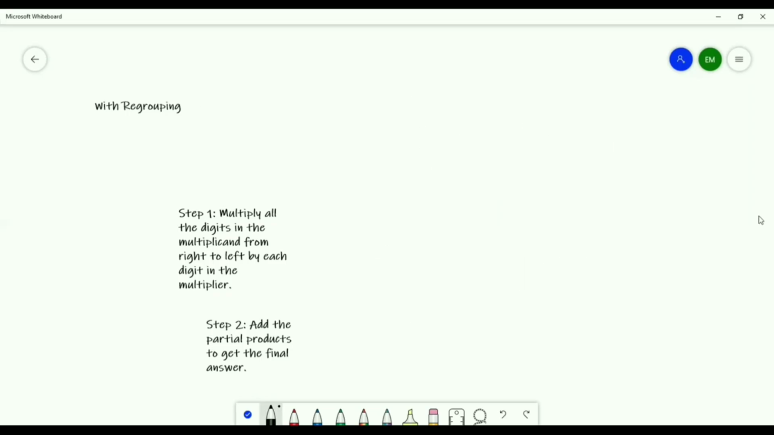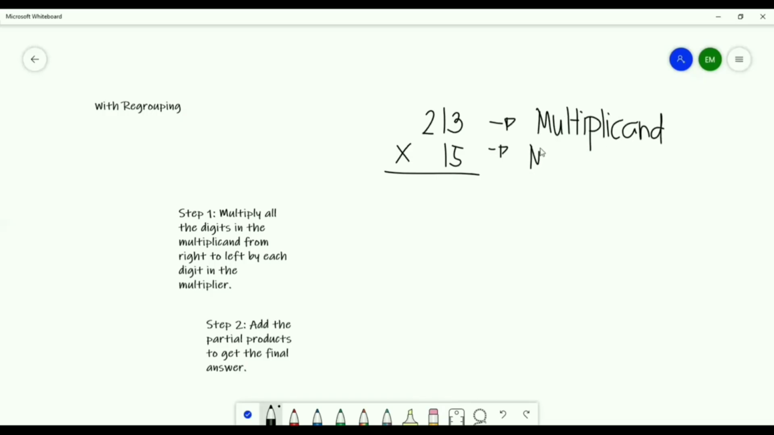Now, let's proceed to the second question or the second given numbers. We have 213 and 15. Now, we are going to multiply with regrouping. So, 213 is our multiplicand. And 15 is our multiplier. Step number 1, multiply all the digits in the multiplicand from right to left by each digit in the multiplier.